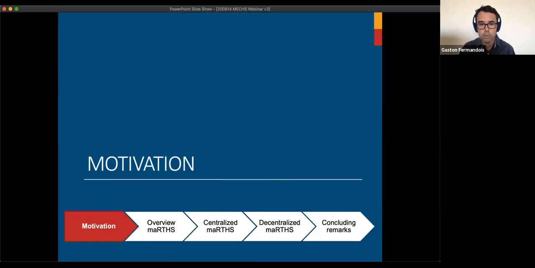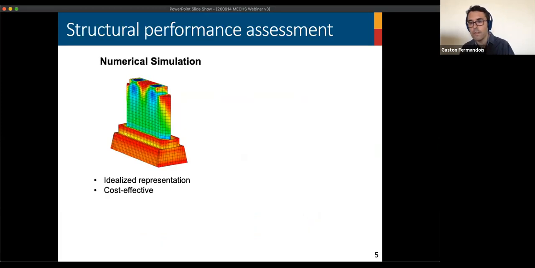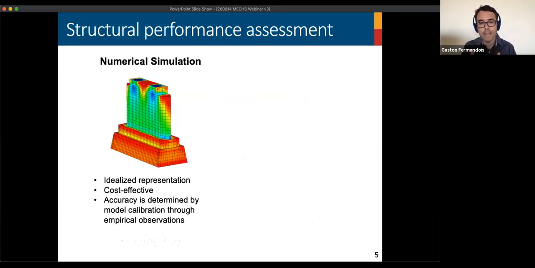So to start, the motivation. Probably you already know that structural performance assessment is key to design reliable structural systems in our built environment. How do we assess performance? There are two ways. First, which is the most common and simple to do, is through numerical simulation. This is an idealized representation of the physical phenomena. It's cost effective because basically you need to buy a good computer, and with that you can run many simulations in a brief amount of time.